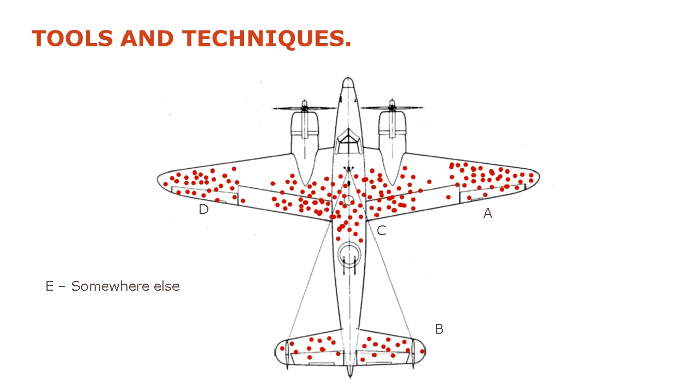So what you're not seeing is the ones that didn't come back. And what you see on those pictures is there's some areas where you don't see many bullet holes. And the reason for that, he surmised, was that if you get hit in those areas, the plane doesn't make it back. So where you want to put your extra armor is actually those locations where you're seeing missing values, because that tells you that those are the most important locations to protect.